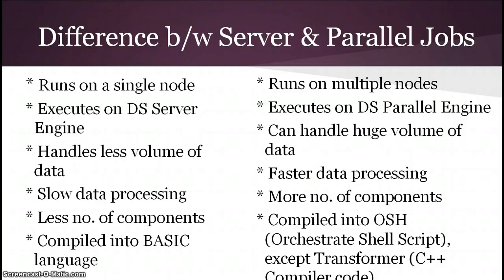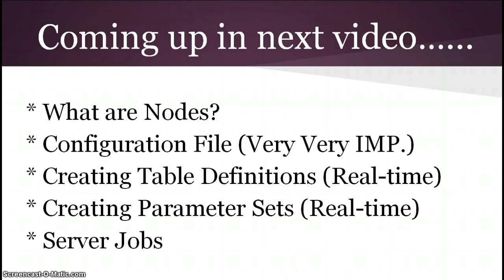In server jobs there are fewer components, in the sense that we have only a few stages in the palette, whereas in parallel jobs we have more stages, components and features. The other important difference is that in server jobs, in the background, all the data stage code is converted into the basic language, whereas in parallel jobs the data stage code is converted into OSH, orchestrate shell script code. Except the transformer, because it needs some C++ compiler code too.